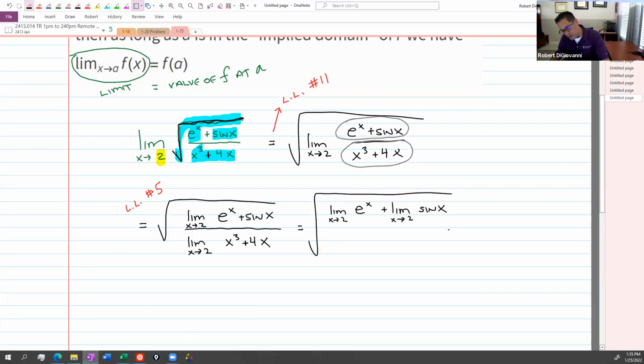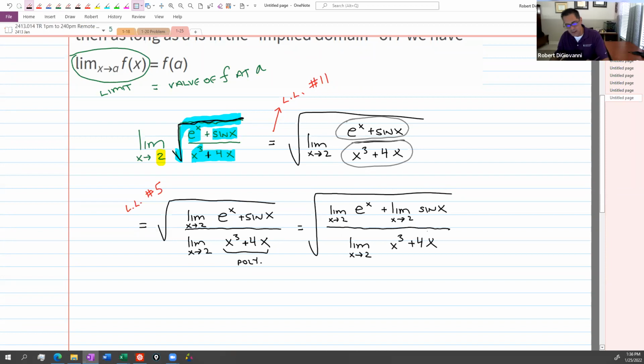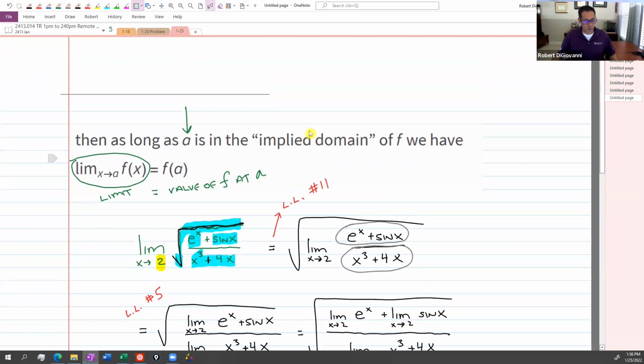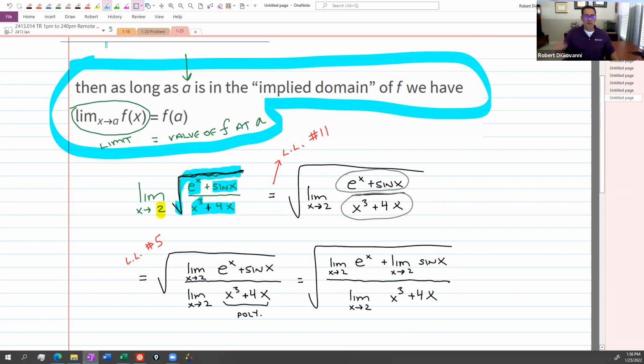So I'm allowed to split that one on top, and on the bottom, I don't need to split this because this is a polynomial, isn't it? By itself, it's a polynomial. Yes. So I'm just going to leave it, x cubed plus 4x. And now at this point, I've used all these limit laws to get me here. Now I'm going to use the direct substitution property. This right here. So as long as where we're approaching is in the implied domain of the function, we're in business.